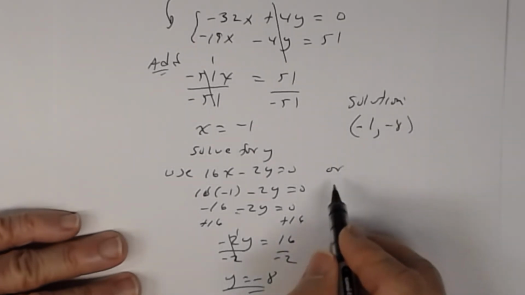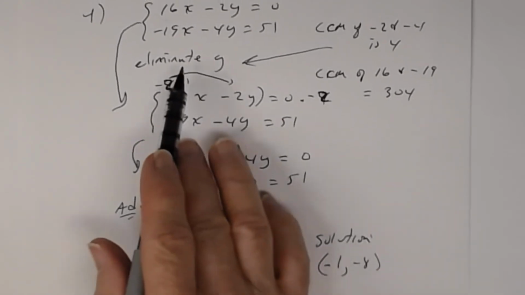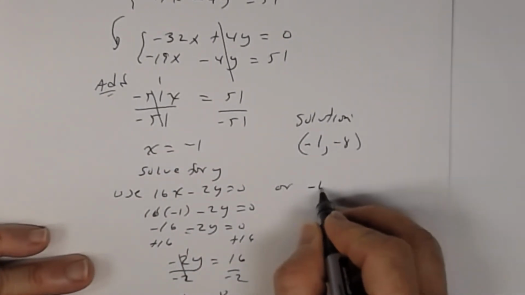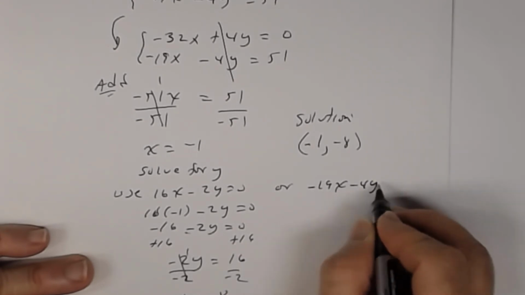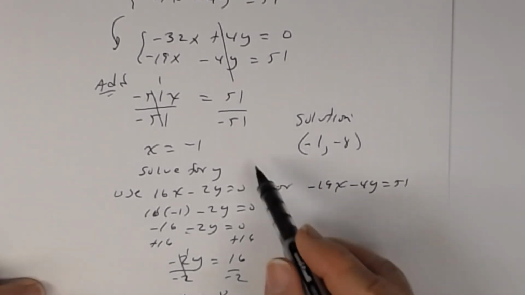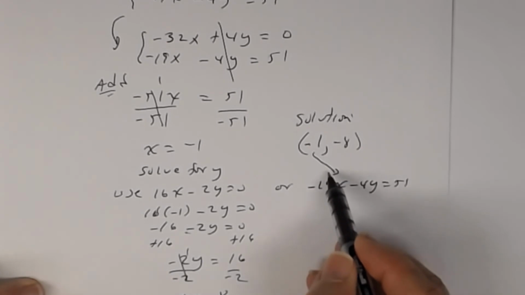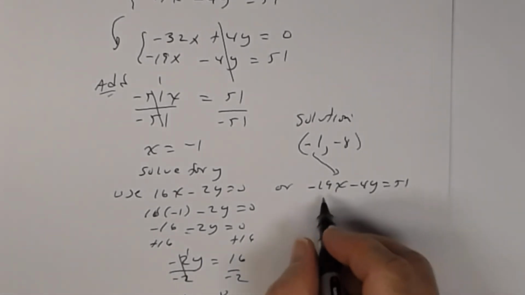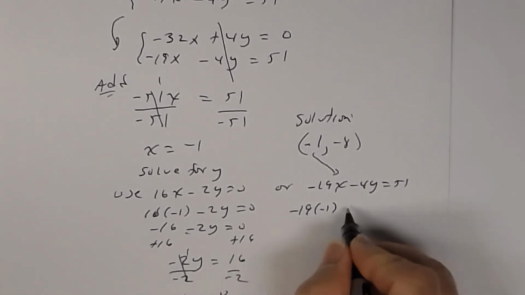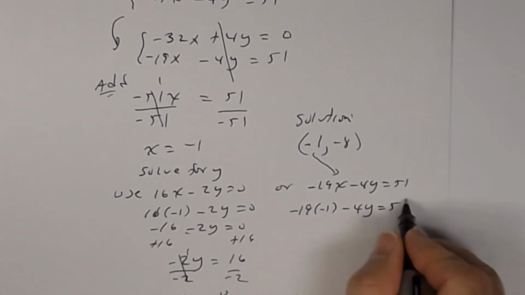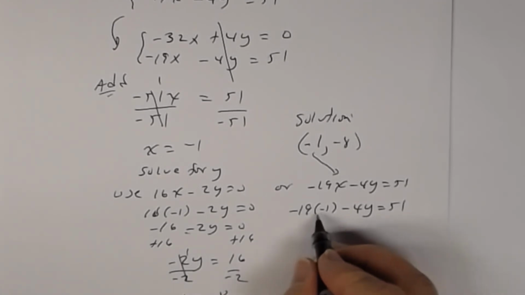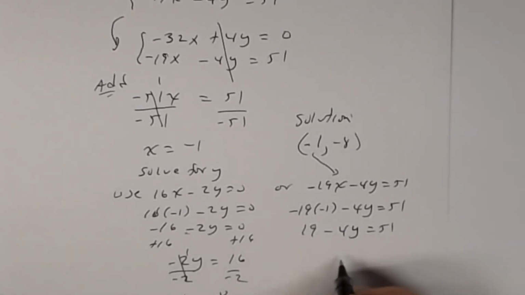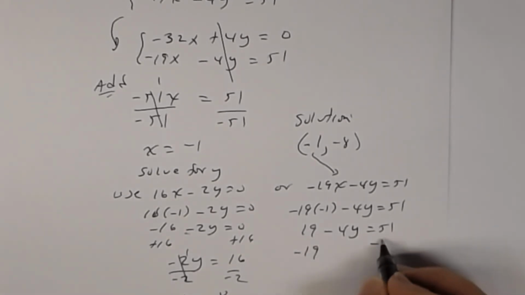If you had used the other one, I just want to show you, you could have also used the other one. Does not matter. So the other one was negative 19x minus 4y equals 51. So remember, we found x. So in place of x, you're going to substitute negative 1. And hopefully we'll get y to be negative 8. So I got negative 19 times negative 1 minus 4y equals 51, right? Negative 19 times negative 1 is a positive 19 minus 4y equals 51.